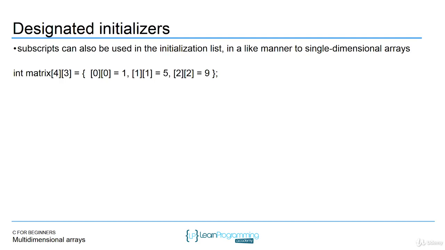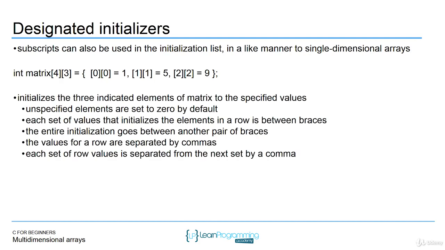So when we say 2, 2, what we're saying is row 2, which is really row 3 because we start at 0, column 2, which is really column 3. Again, visualize this as a table or a spreadsheet, and accessing the elements starts at the top left-hand corner. But if you understand that the 4 represents the rows and the 3 represents the columns, it's pretty intuitive after that. So what this is doing is initializing the 3 indicated elements of the matrix to specified values. But what you should notice here is the syntax. All the unspecified values are going to be 0 by default. So this is only going to initialize 3 values.